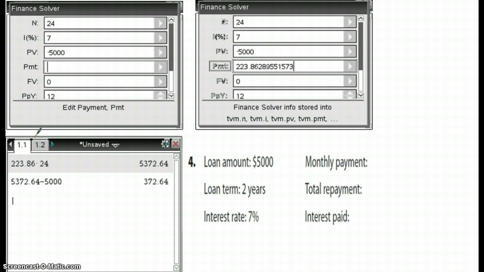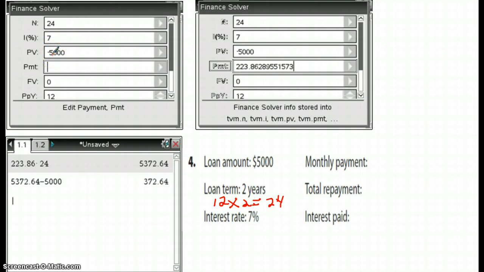Now problem 4 and problem 5 tell us that we have a loan amount of $5,000. The term is 2 years and 7% interest. We look at these 2 years and we know that there are 12 months per year, so that's 12 times 2, which gives us 24. So we will input 24 here for N. The interest rate is 7. And again, present value is 5,000.